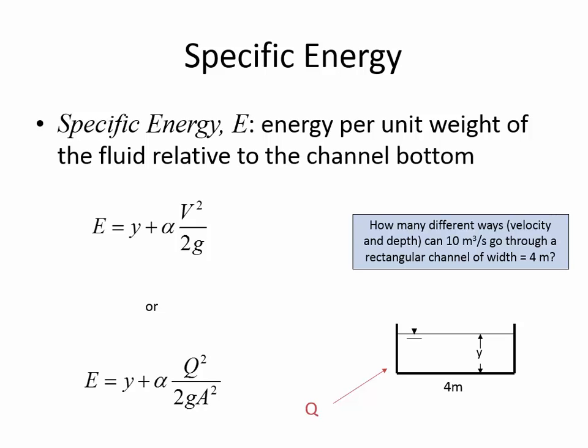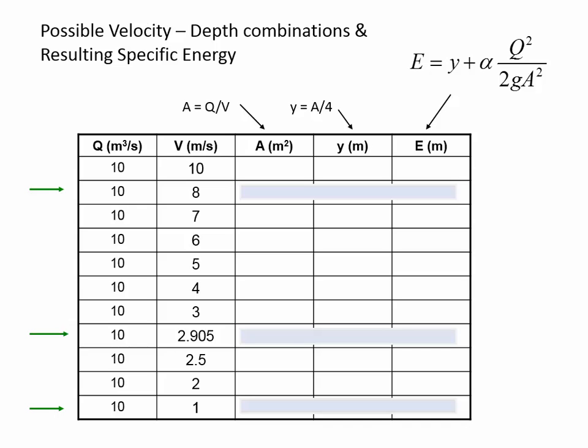Because as you make it just a little bit steeper, then the depth goes down and the velocity speeds up, but it's still the same 10 cubic meters per second going through the channel. And so that's what I'm illustrating here. I've put together a table that shows, for the same flow rate, if we want to pick a certain velocity, what would be the corresponding cross-sectional area and the corresponding depth? And so I've calculated a bunch of areas there.